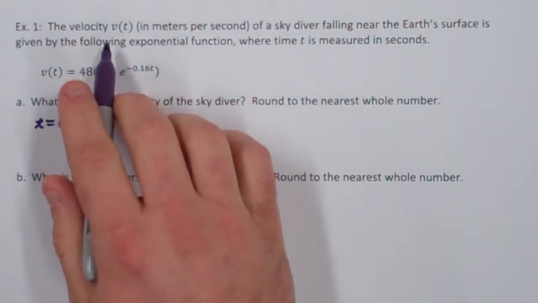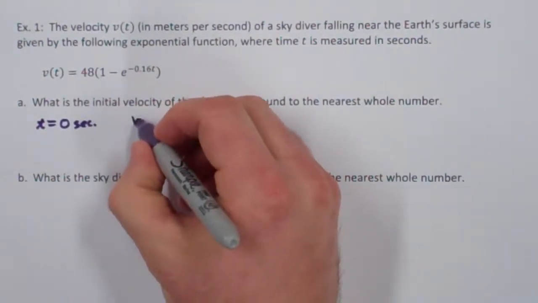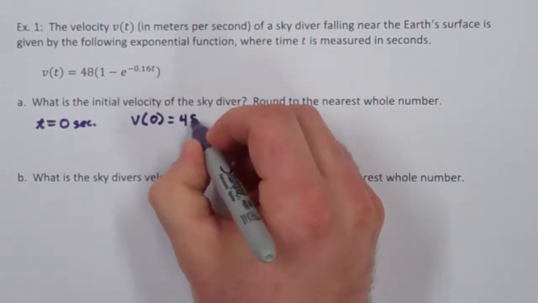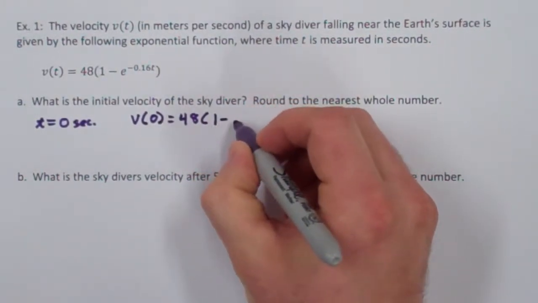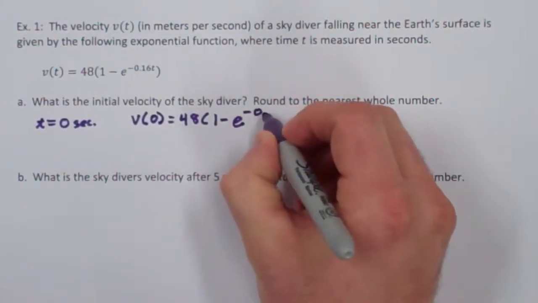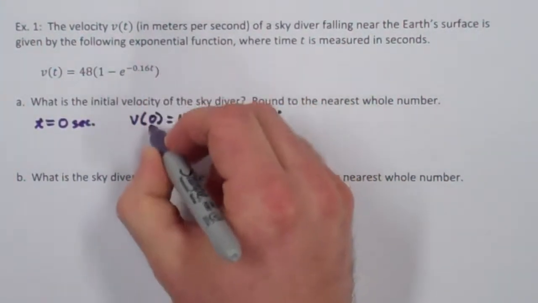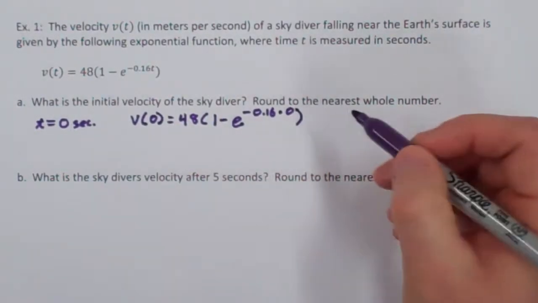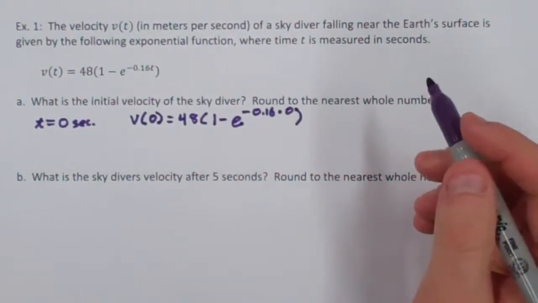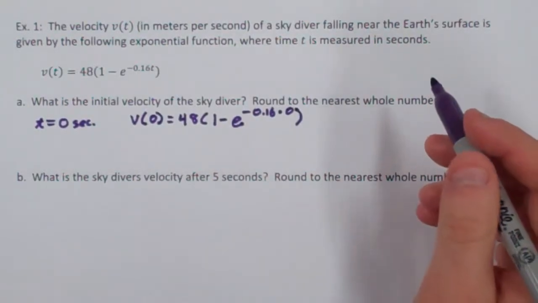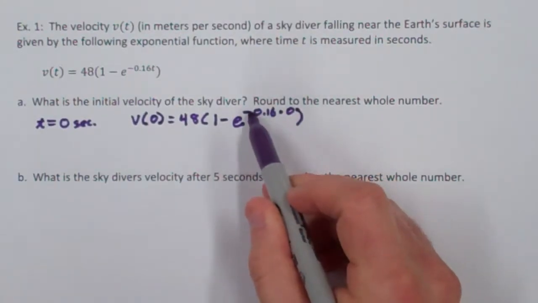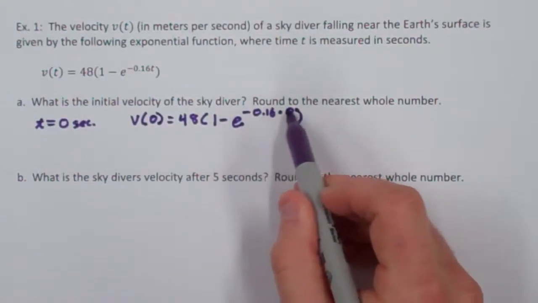And we're asked to find the initial velocity. Remember that the velocity is v at t. So we have v at 0 seconds is equal to 48 times 1 minus e to the negative 0.16 times t, which is 0. Some of these you have to do in your calculator. However, I think this one's going to be easier to do by hand, and what I'm seeing here in advance is we're going to have 0 times this rate up here, which is 0.